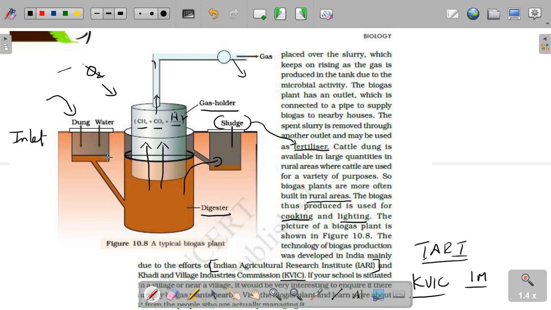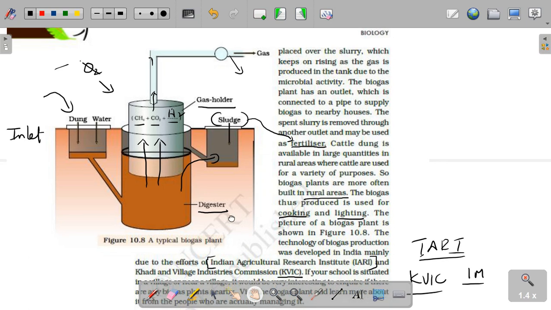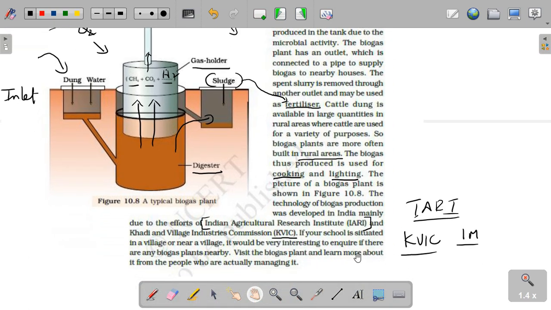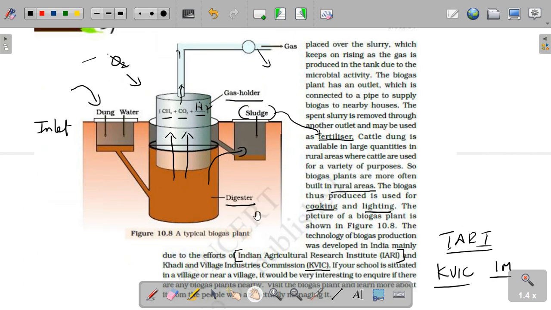And remember, there are certain 1 mark questions also coming here. IARI, KVIC, and the gases which are mentioned are also important, and it can be a 3 mark question where they can ask you to draw the diagram and show how gas can be produced.